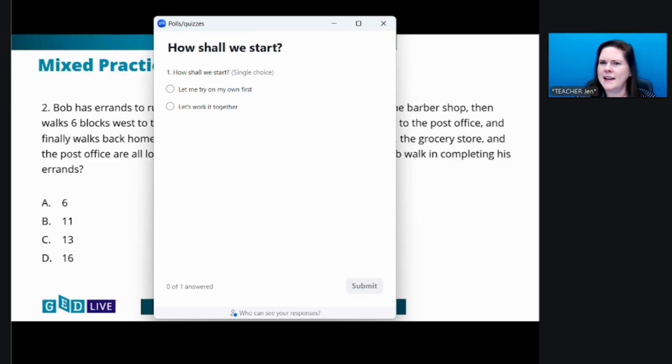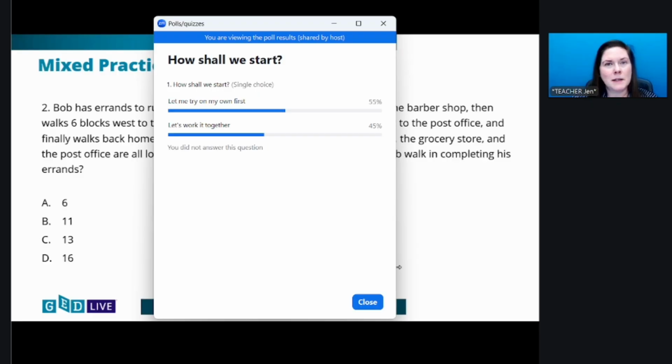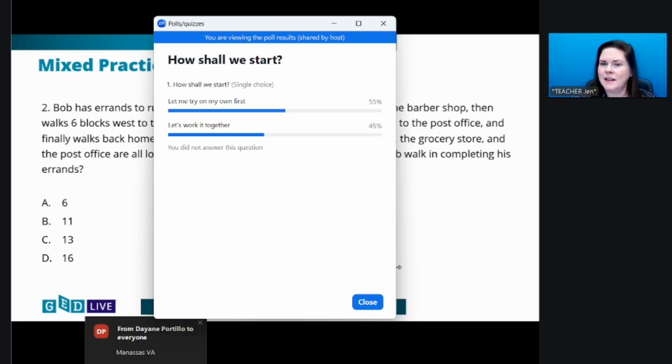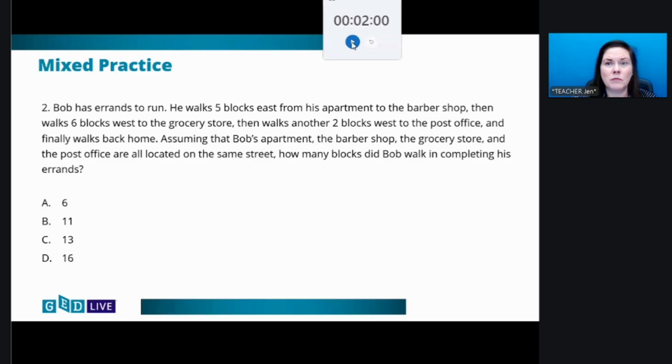Okay, pretty close race. Interesting. By a bit of a margin here, many of us say, let me try on my own first. Okay, I'm going to set you a timer for 2 minutes, and Melissa's going to bring up your poll for the correct answer. Please sketch this out on scratch paper. Count carefully. At the end of the 2 minutes, we'll show you the answer and we'll review. All right, so meet you back here in 2. Let's do it.